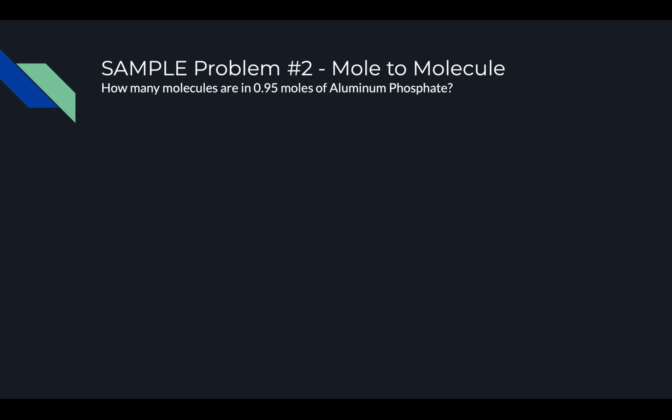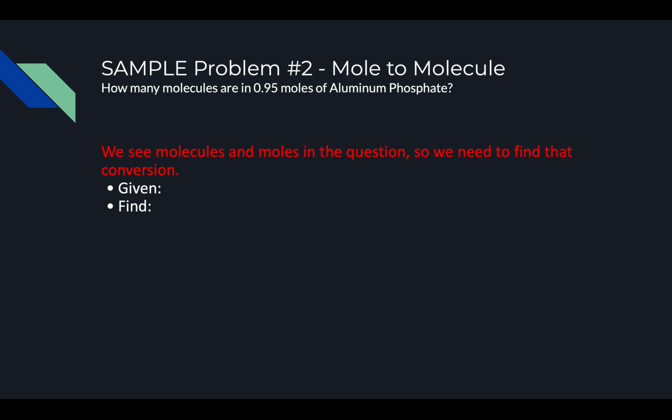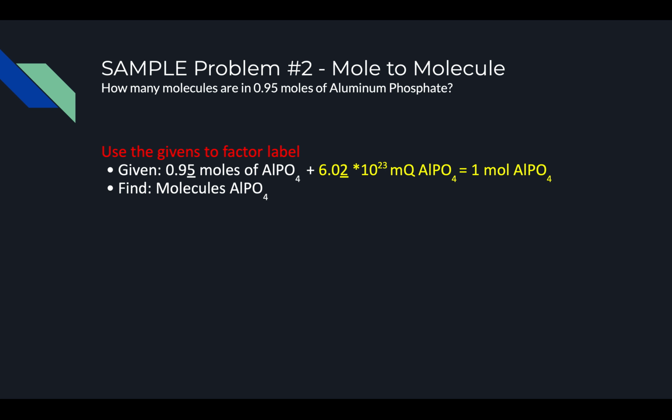So for sample problem number 2, we will be doing mole to molecule. And the question is, how many molecules are in 0.95 moles of aluminum phosphate? We see the moles and the molecules in the question, so we need to find that conversion. We will use the givens to factor label, and we will end with the finds. So we are given 0.95 moles of aluminum phosphate, and we are also given the constant for moles. And we will use this to find molecules of aluminum phosphate.